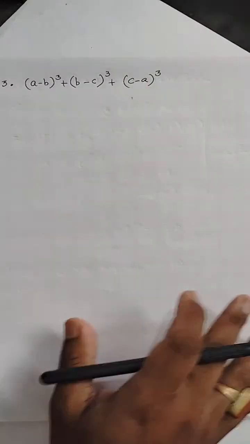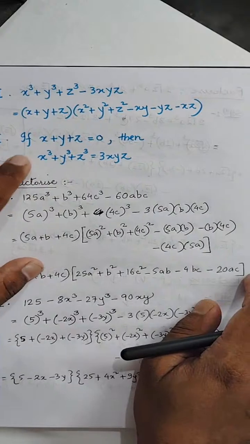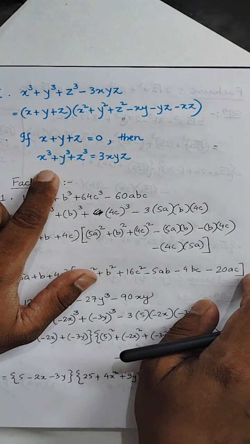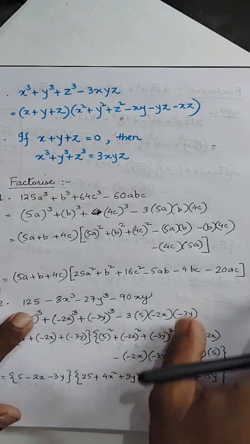Okay, next up, a minus b whole cube plus b minus c whole cube plus c minus a whole cube. So for this question, we have to use the second condition which we discussed. Okay, let me just turn back the page so that I can show you. So this is the condition. If x plus y plus z equals 0, then x cube plus y cube plus z cube is equal to 3xyz. So we are going to use this condition.